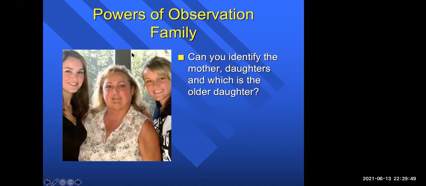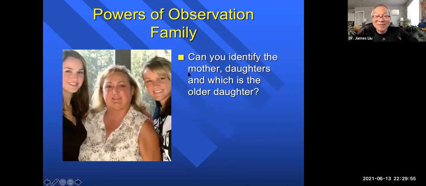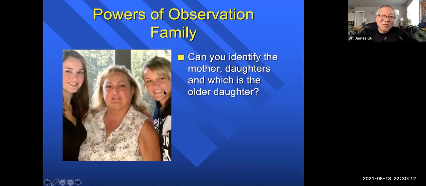Maybe the one to the left is older. Aha. Why do you say that? Because she's having some recession of the hair over the head. This is going with the older woman. Okay. Actually, it's the one on the right, the blonde, that's the older daughter.